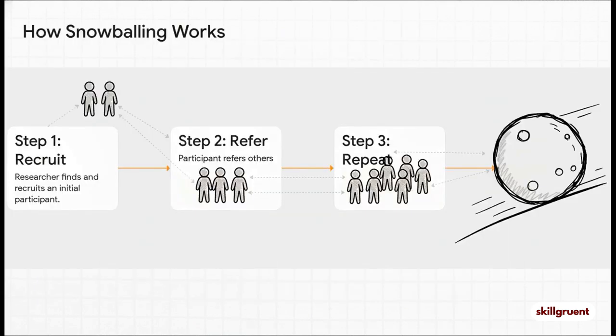You start with one person. That person leads you to 2 or 3 more. Then each of those people leads you to a few more. And before you know it, your sample size just grows and grows, like a snowball rolling down a hill. It's an amazing way to get an inside look at a community that would otherwise be completely invisible.